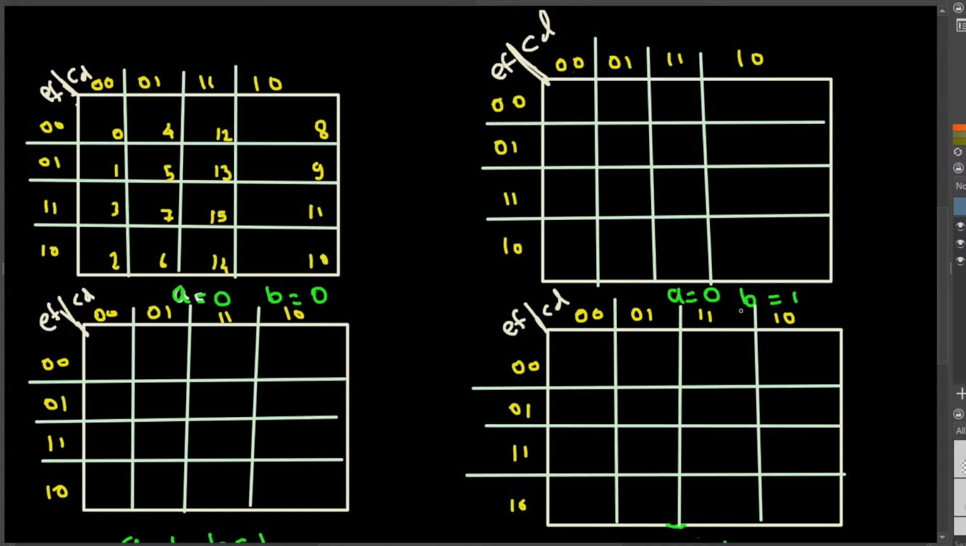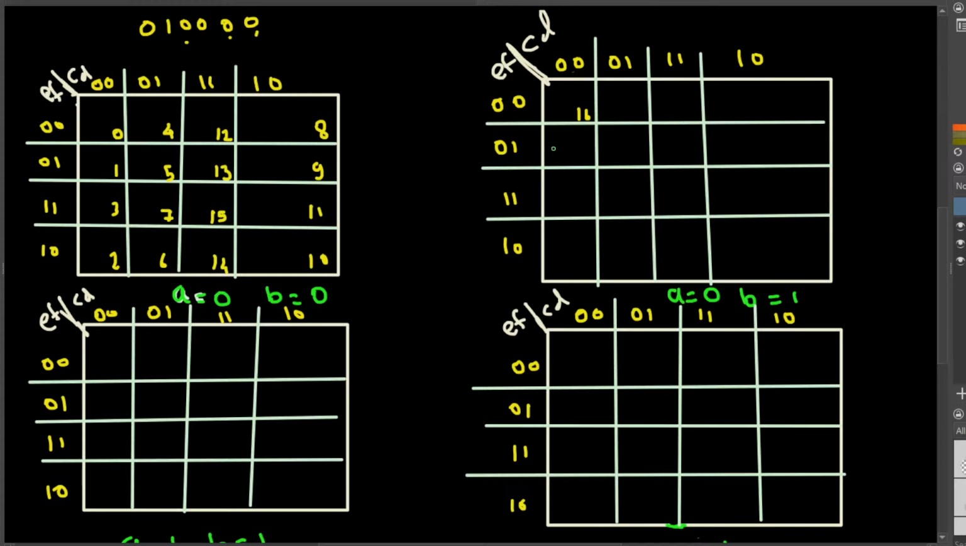And if you look at this one, A is 0, B is 1. So you're taking 0 1 0 0 0 0. What is this number if you convert to decimal? That is 16, right? Because the weights are 2 power 0, 2 power 1, 2 power 2, 2 power 3, 2 power 4. So that's 16. So you can do this for all of them.